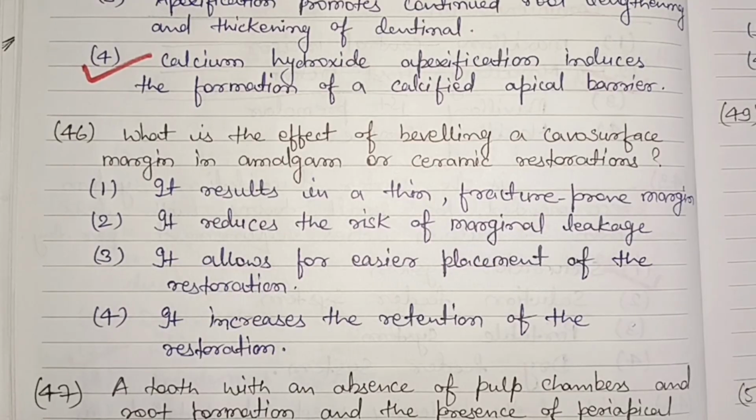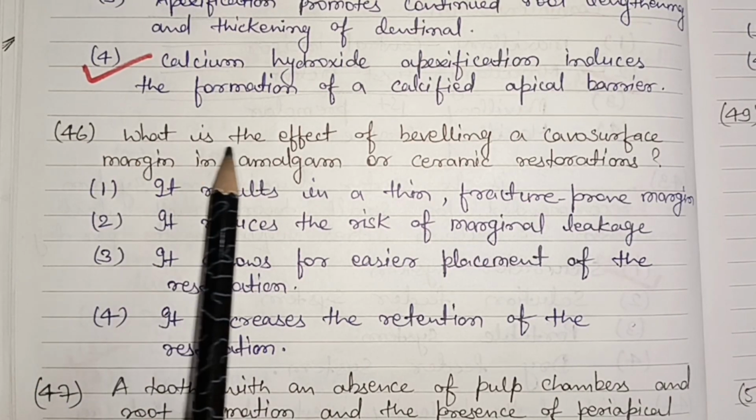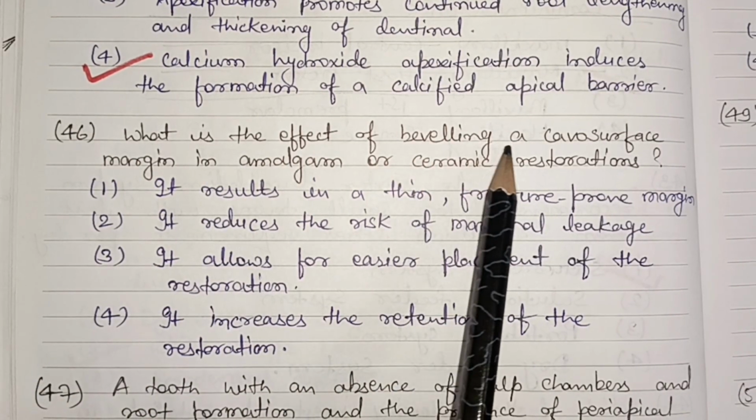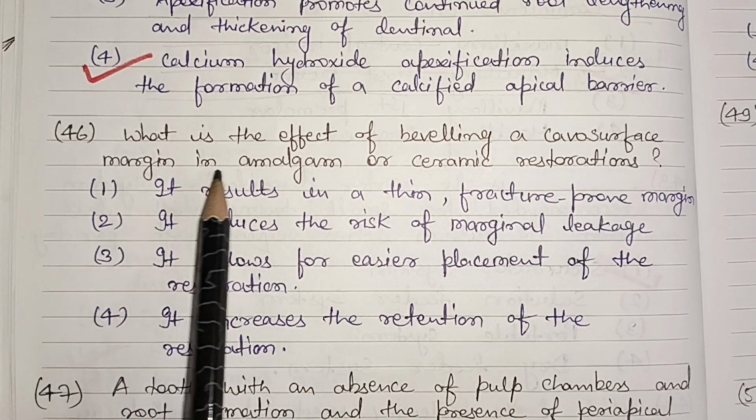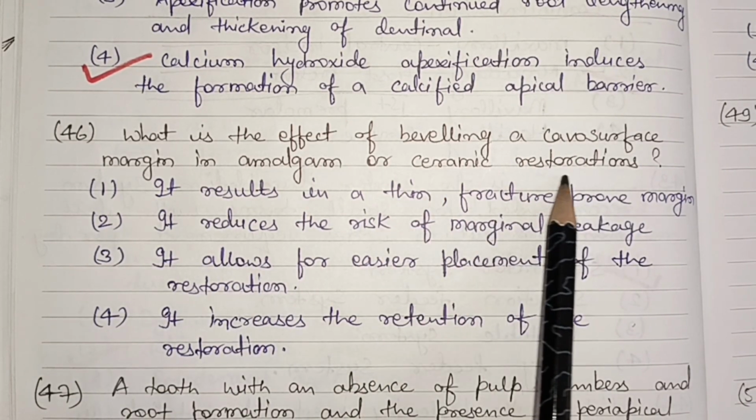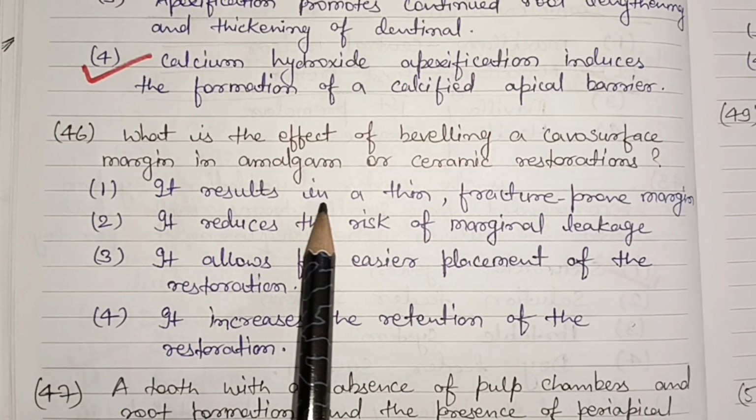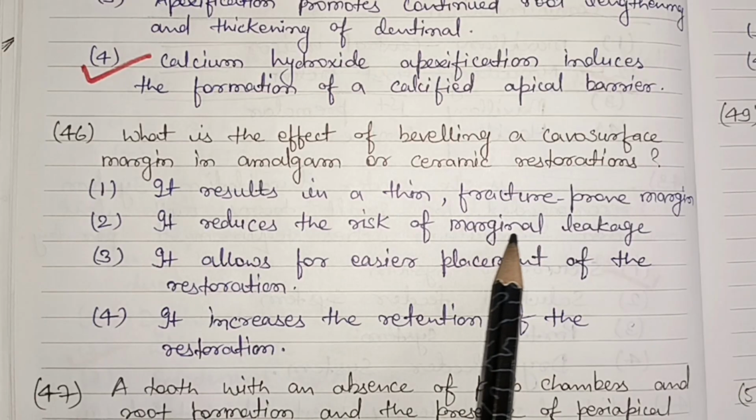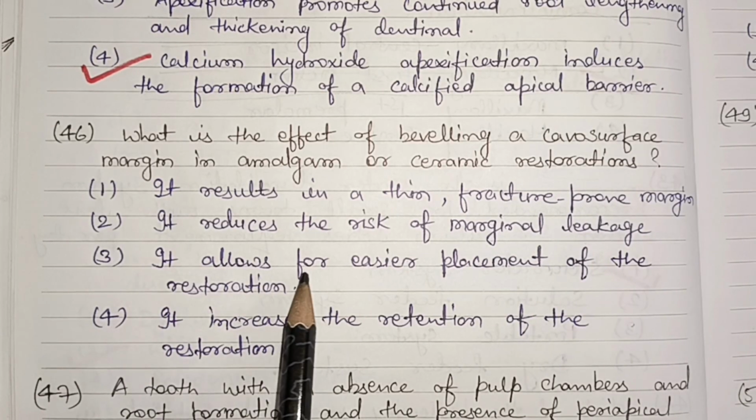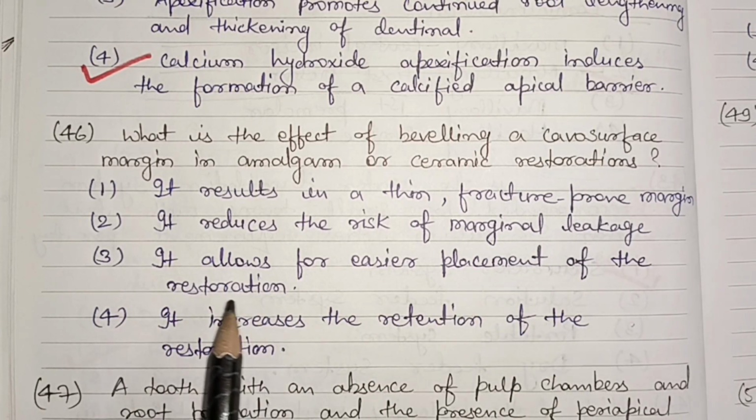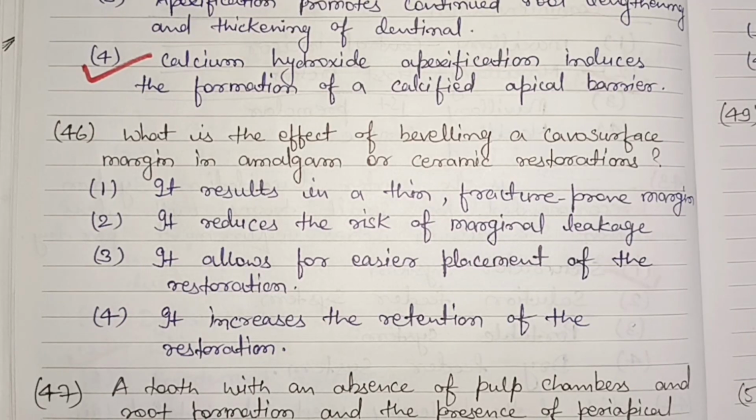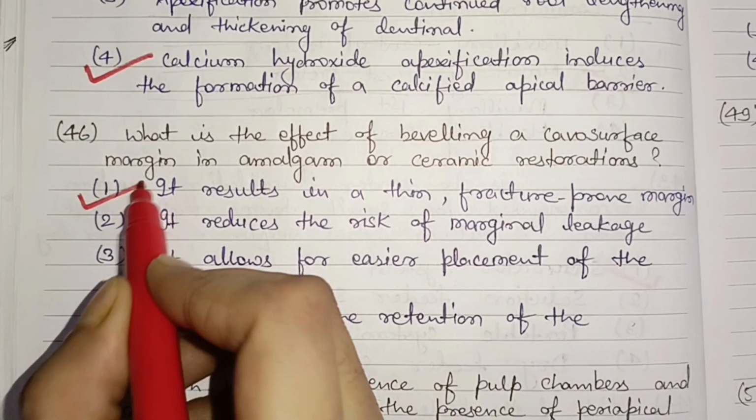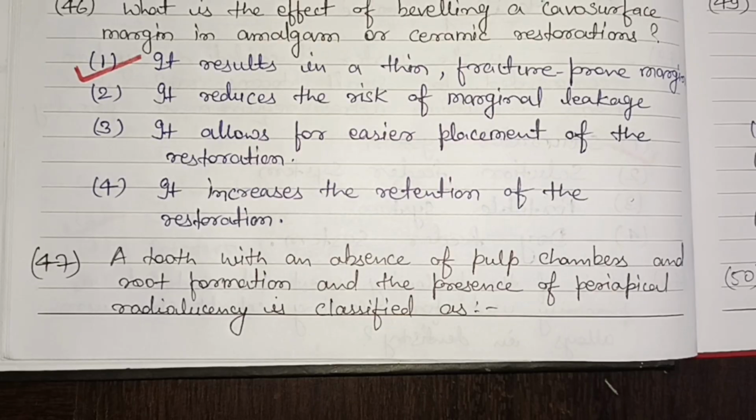Question 46 is, what is the effect of beveling a cavosurface margin in amalgam or ceramic restorations? Option 1 is it results in a thin fracture proof margin. It reduces the risk of marginal leakage. It allows for easier placement of the restoration. It increases the retention of the restoration. The correct answer is option 1. It results in a thin fracture proof margin.